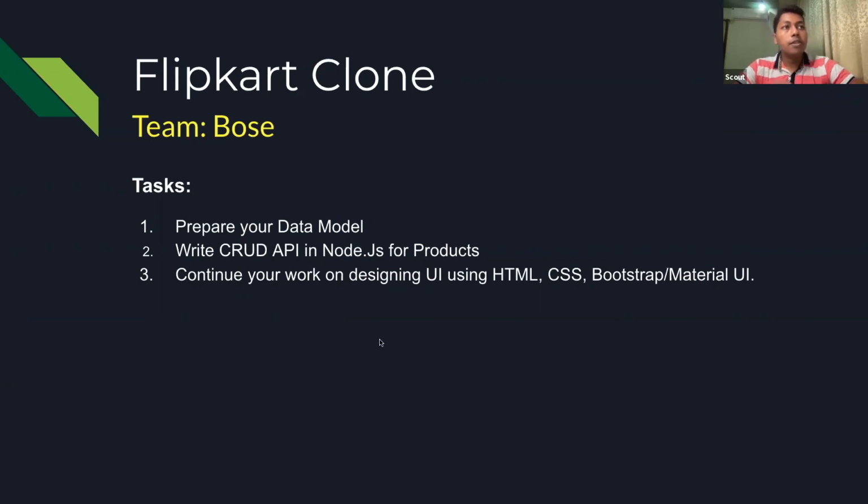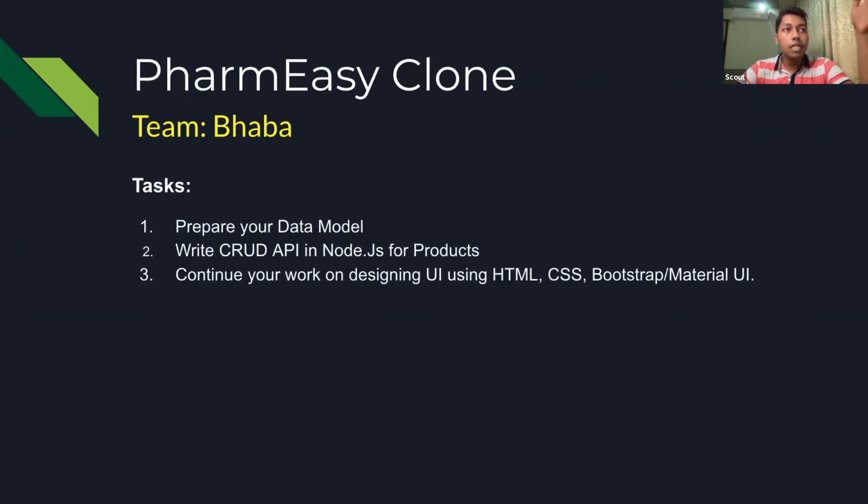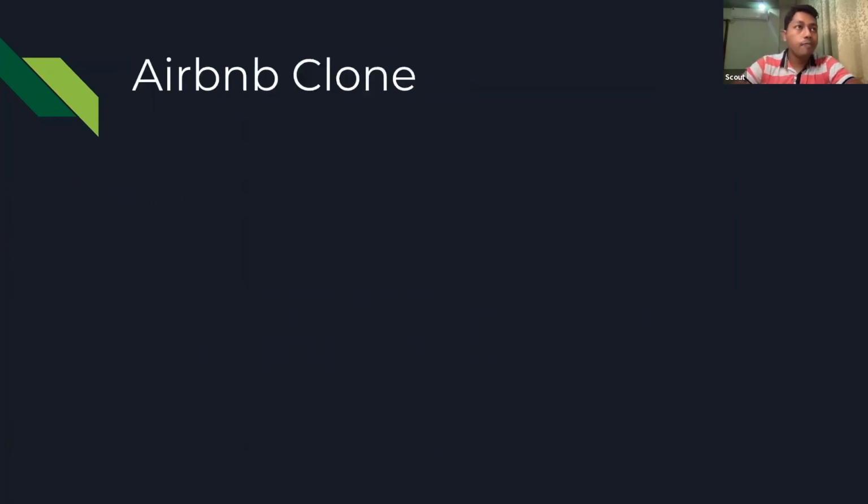Okay, so this is the task for the team Boss. A similar task is for the pharmacy clone. So those who are from team Bhaba, it is for you. Again, the same set of tasks: prepare the data model, then create the CRUD API for your products API. For pharmacy also, it is a similar thing, there is a product, meaning the medicine. So you create your first application there, you create your product APIs. Then you can continue your work on the UI, but you can keep it at low priority for now.